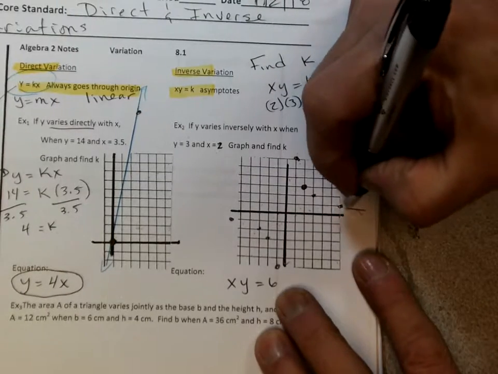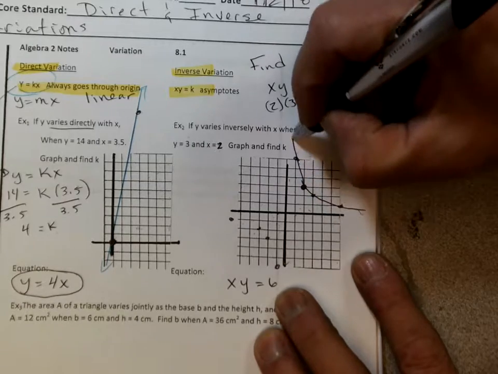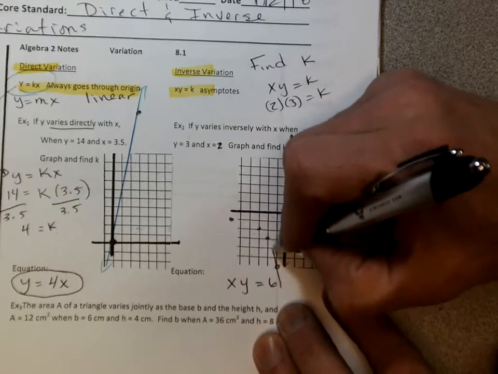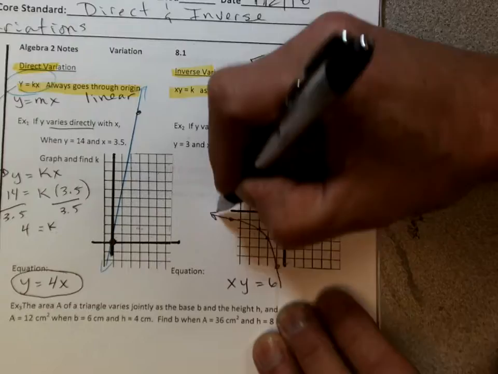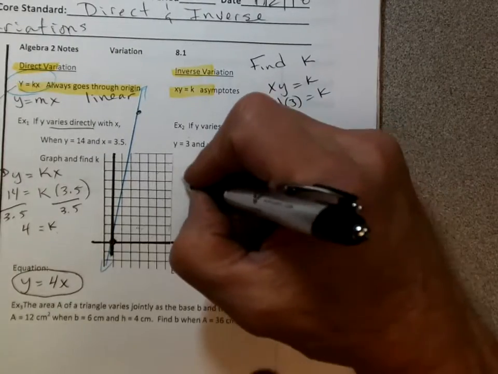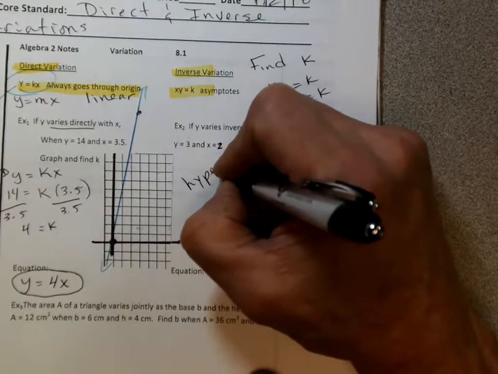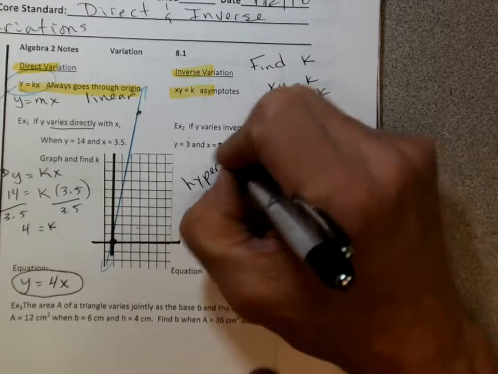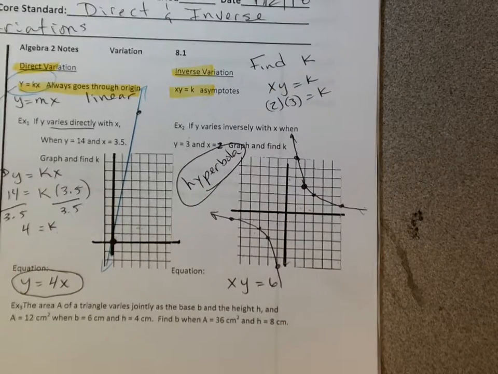All right. Called a hyperbola, not that you guys care, but it is a hyperbola. I'll write that down anyway. This graph is called a hyperbola. Just in case you're curious, that graph is called a hyperbola.